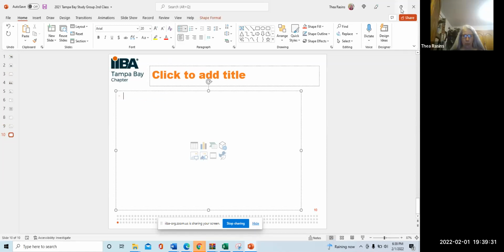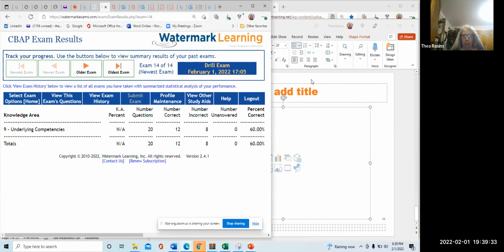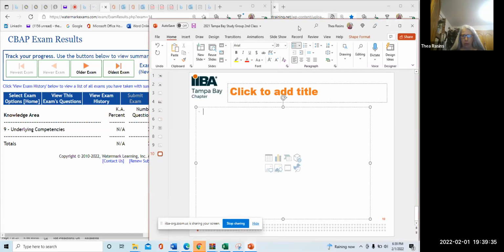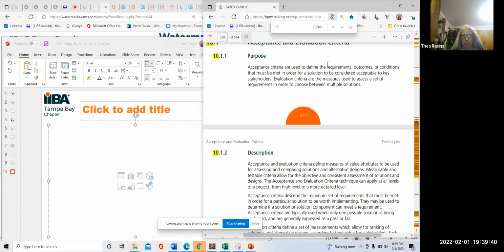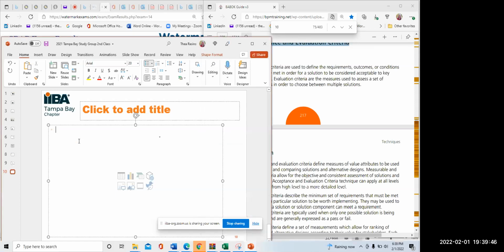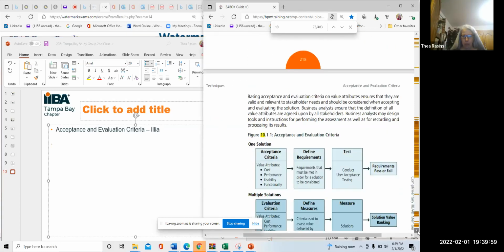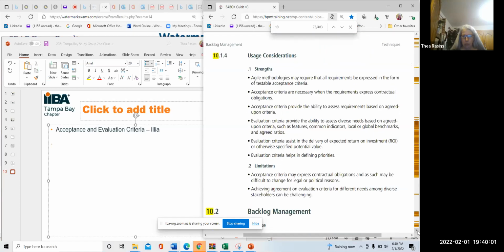Yeah, that's a really good idea. So of the list, let me move this out of the way over here. The first one is acceptance and evaluation criteria. Do you use that, or would you like to talk about that one? Yep, I can talk about it. I'm using agile methodology Scrum, so we're dealing a lot with user stories and that stuff.